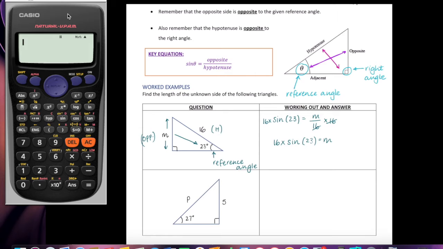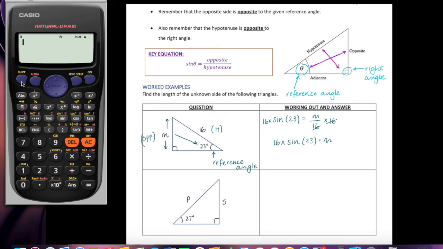Now if we take a look at the scientific calculator, what you need to do is make sure that your calculator is in degrees mode. If you take a look at where my cursor is, that's telling us right now my calculator is in degrees. If that little d is an R, that's telling you your calculator is in the radians mode. So you'll just need to press shift, set up. Sorry, I didn't press shift.